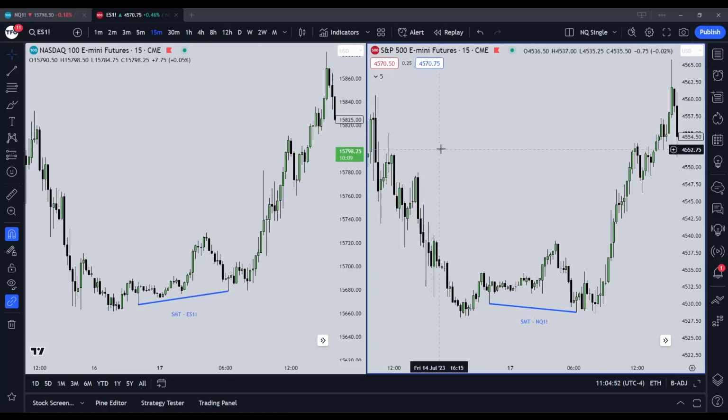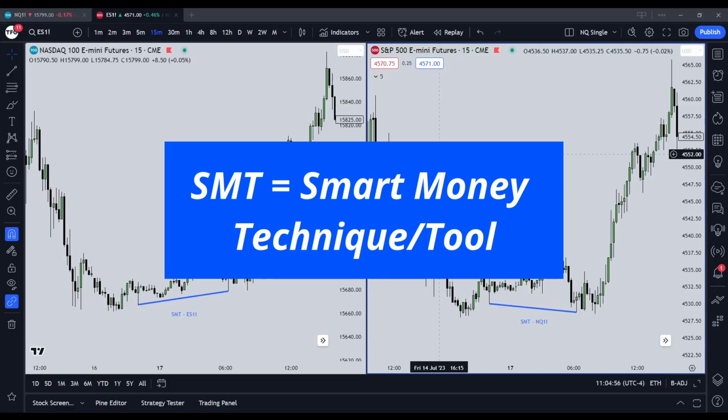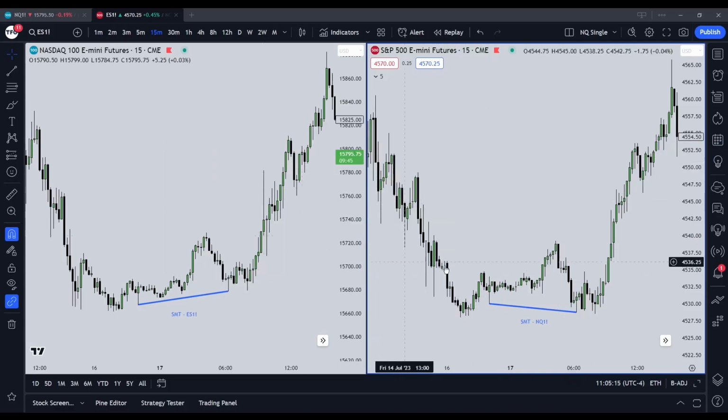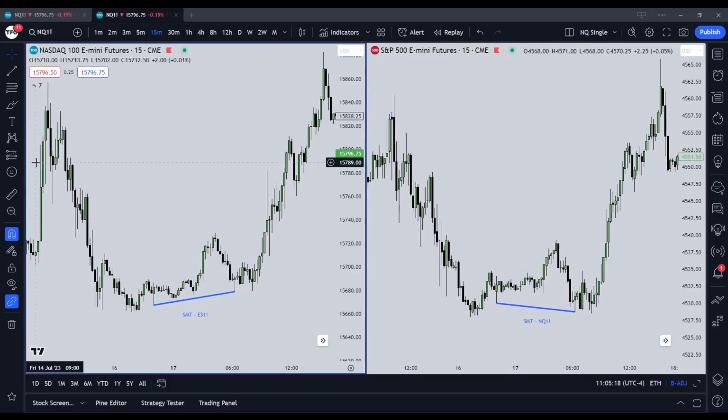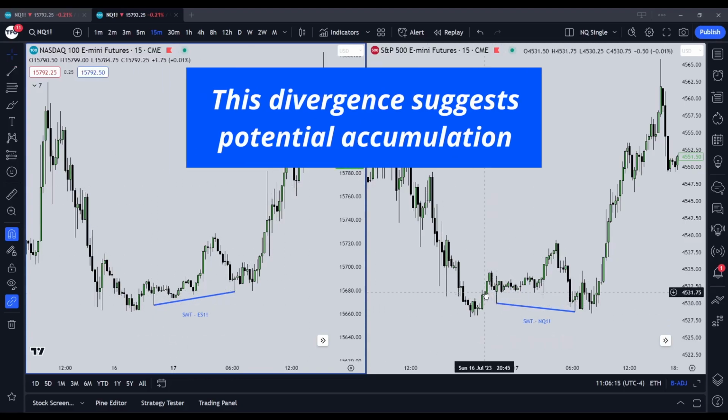So what is SMT Divergence? SMT itself stands for Smart Money Technique or Smart Money Tool. ICT has said that it can be used interchangeably, but essentially it's a divergence between two highly correlated assets. And on my charts here, I have NQ on the left and ES on the right. So NASDAQ and S&P, and obviously NASDAQ is weighted more heavily towards tech, but these are two very highly correlated names. And so these divergences occur when NQ, for example, is making a higher low, while at the same time ES is making a lower low.